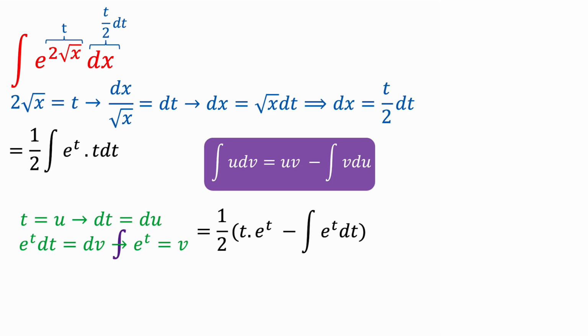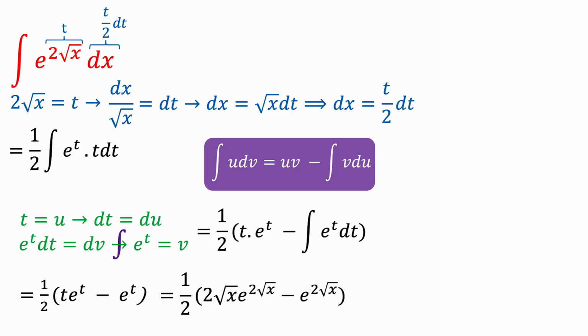It becomes uv, which is t times e to the power of t, minus the integral of v times du, which is e to the power of t dt. And as we said, the integral of e to the power of t dt is itself. So the integral's result became very straightforward. It is 1/2 t e to the power of t minus e to the power of t, and then I will substitute 2 times the square root of x in place of t.